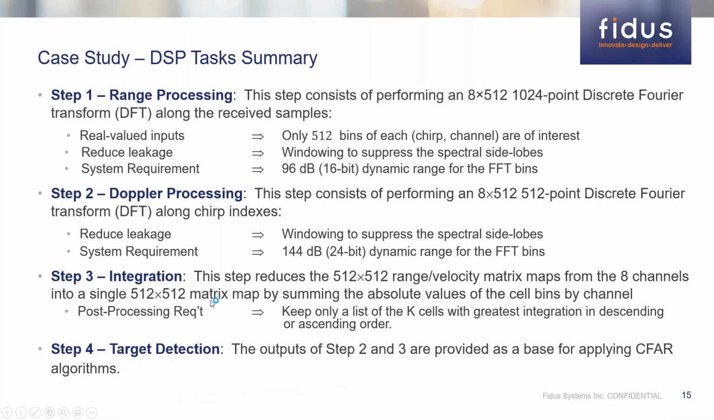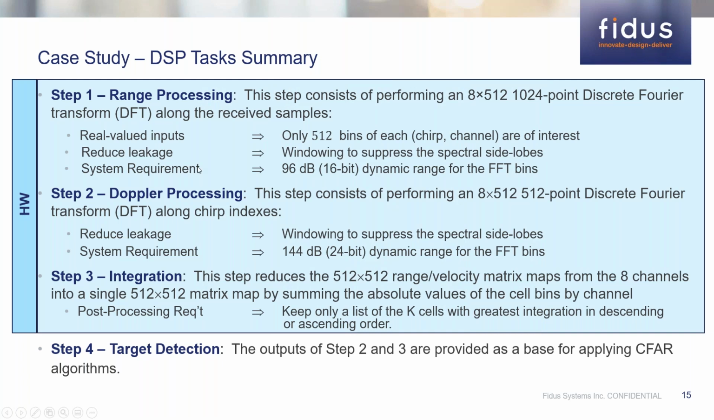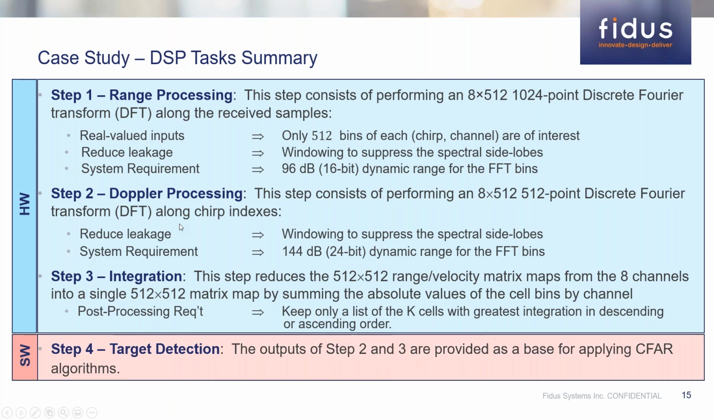The last step is the detection of the target, and this is where the CFAR algorithm comes into play, and it will work on both the step 2 and step 3 outputs. To summarize, steps 1, 2, and 3 will be done by a hardware accelerator, and step 4 will be the task of a processor.